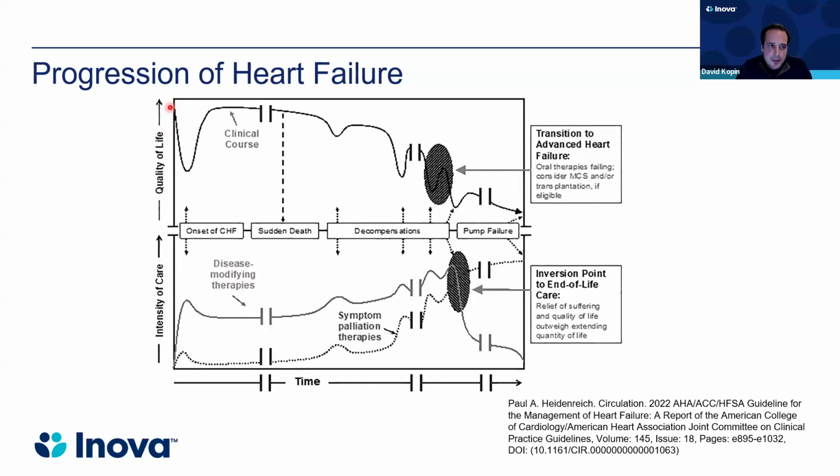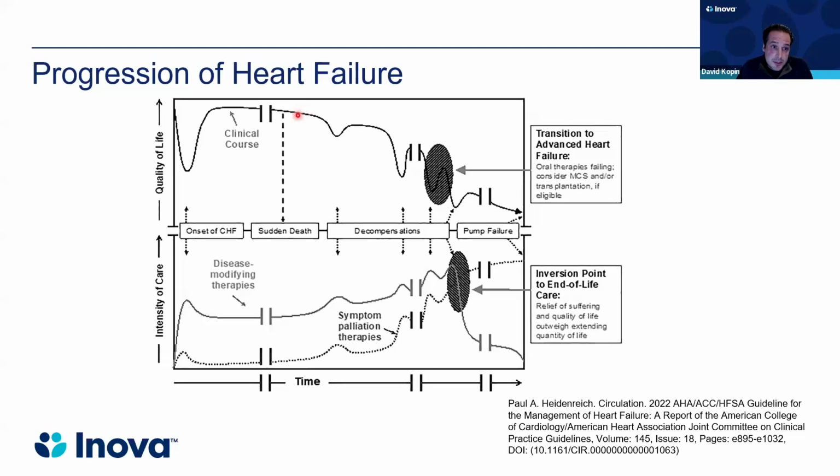Typically, how this progresses is there'll be an initial decompensation or initial symptoms related to heart failure, a decrease in the quality of life. And with any decrease in quality of life, we typically intensify care to try to get patients back to their initial quality of life. Now, patients will typically progress slowly, and there's a break in the graph here to show that this could be a variable amount of time.